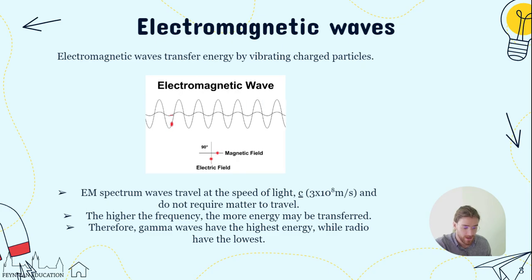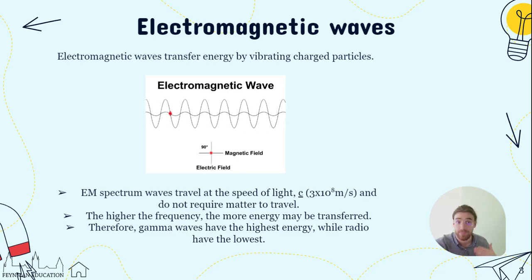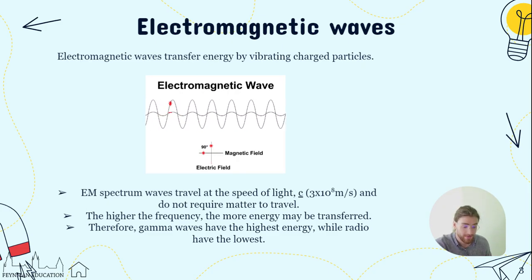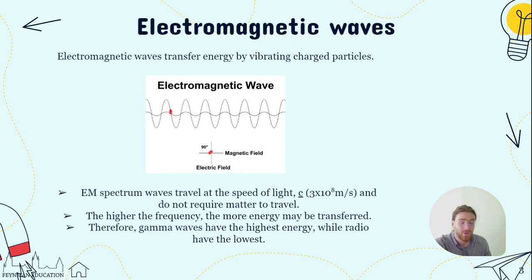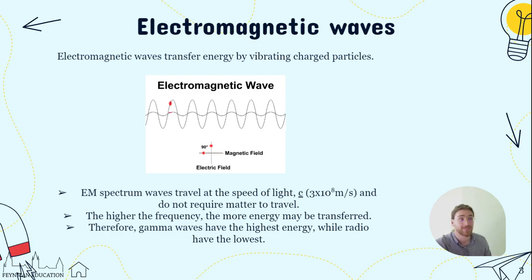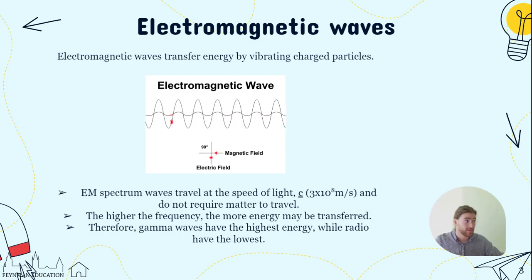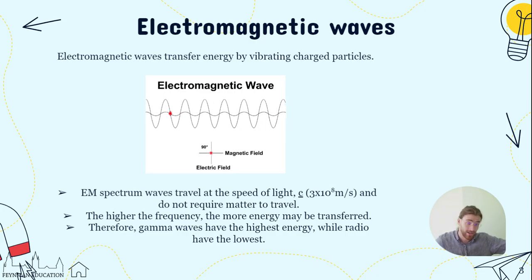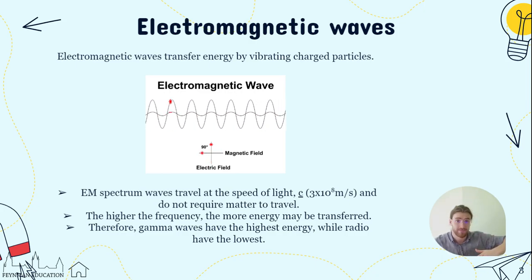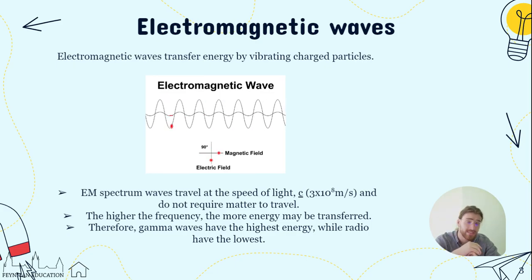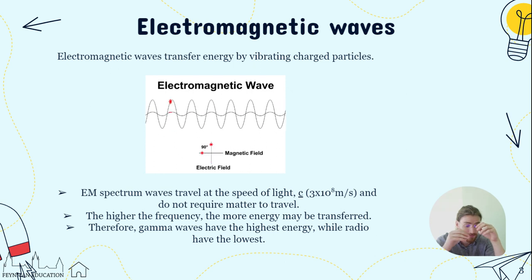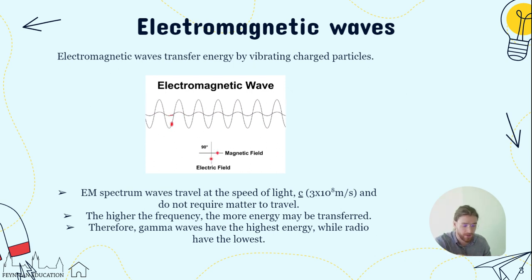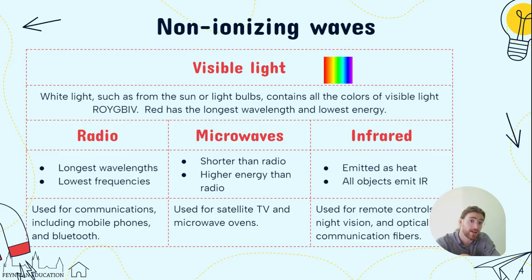The higher the frequency, the more energy can be transferred, and therefore gamma waves have the highest energy while radio waves have the lowest. The bigger the wavelength, the further it can travel, but the lower energy it has. The smaller the wavelength, the higher the frequency and the more energy it has, but it's going to travel a shorter distance.